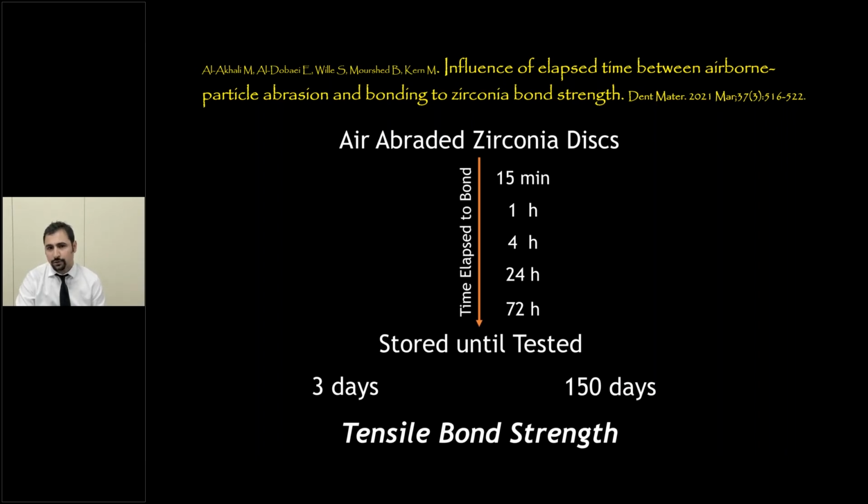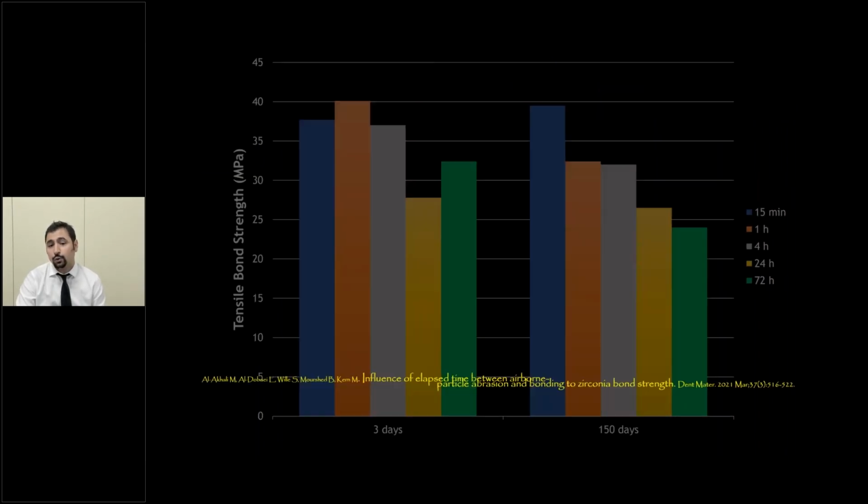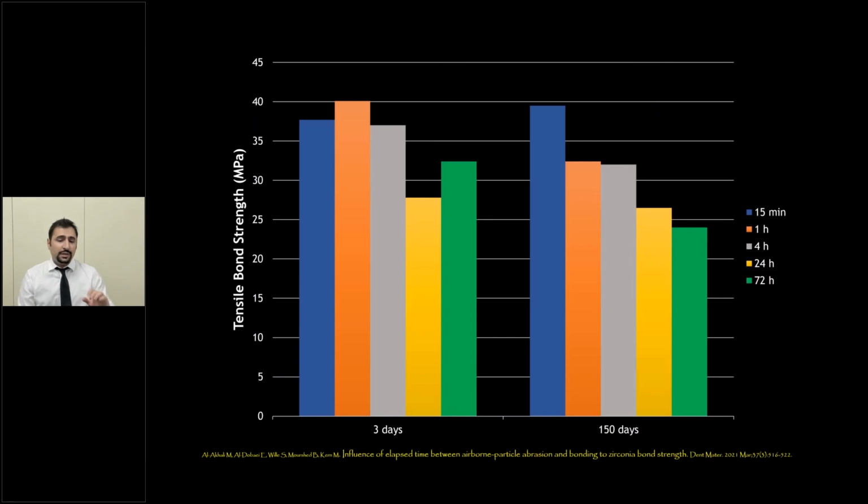Let's see what they observed. So this is what they found. As you can see, from left to right, as we go to the right, the amount of time holding the crown before bonding it after sandblasting increases. You can see that when it's 3 days, so when the bond is young, it's maybe not huge differences, maybe at 24 hours a huge difference. But when the bond is aged over time, we can see a huge difference between them.